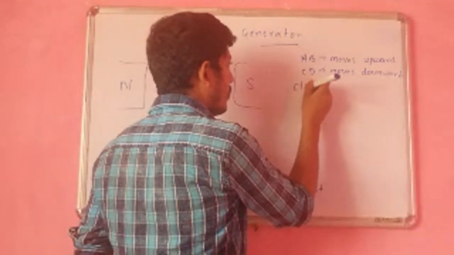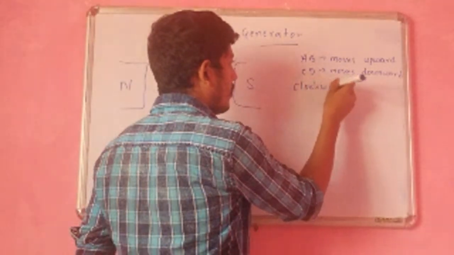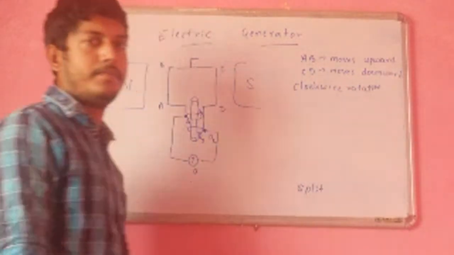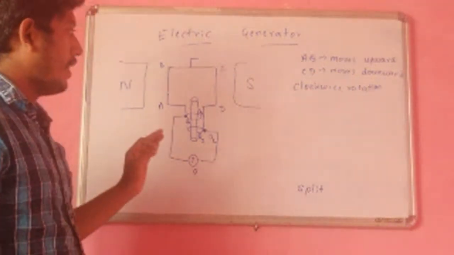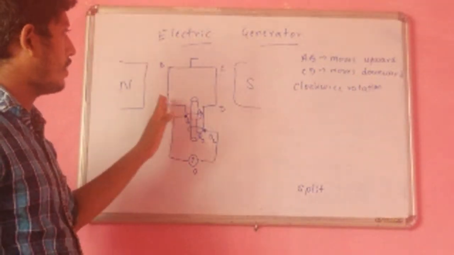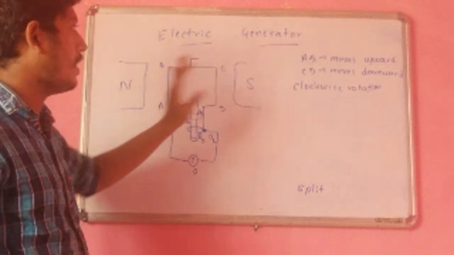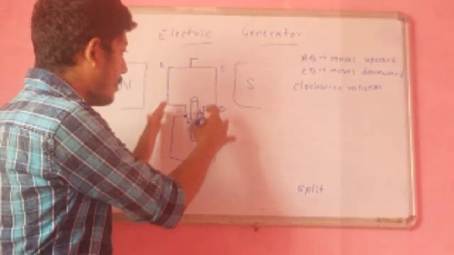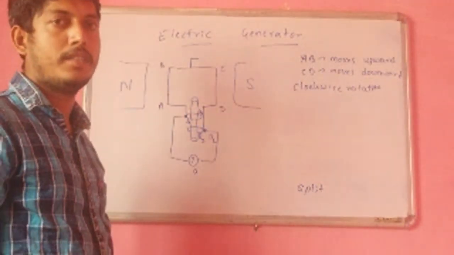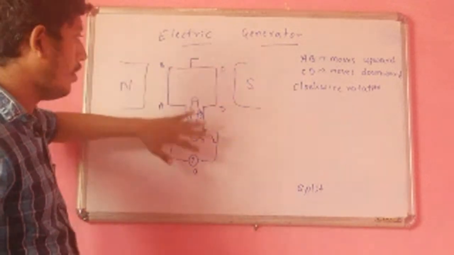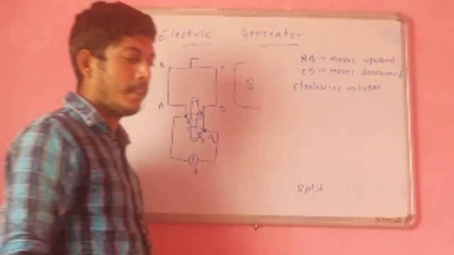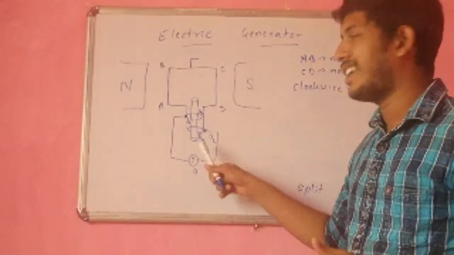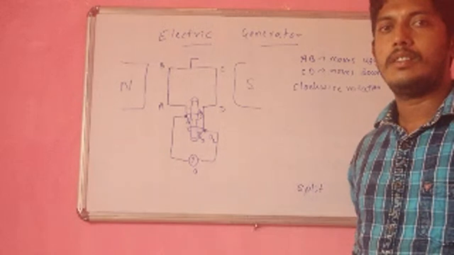Clockwise rotation. And in that case, arm AB moves upward, arm CD moves downward. So this part is considered as the internal circuit, and this part is considered as the external circuit. The armature is considered as the internal circuit, and the brushes and rings are considered as the external circuit.